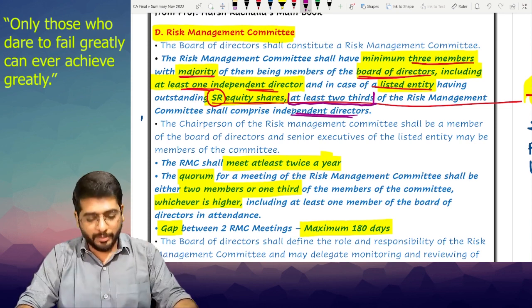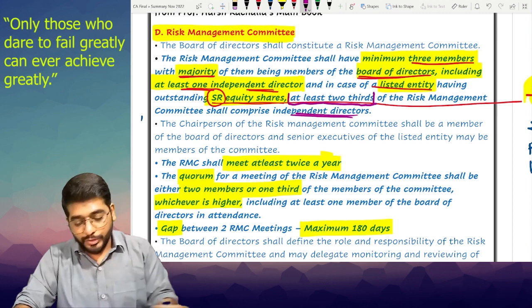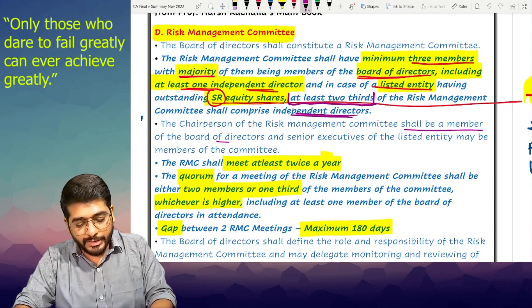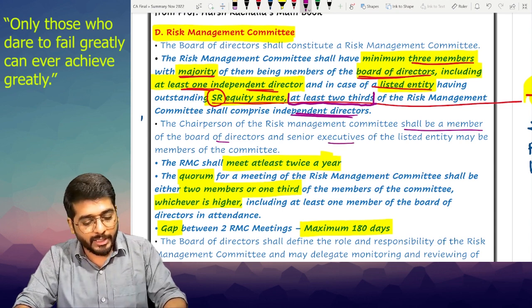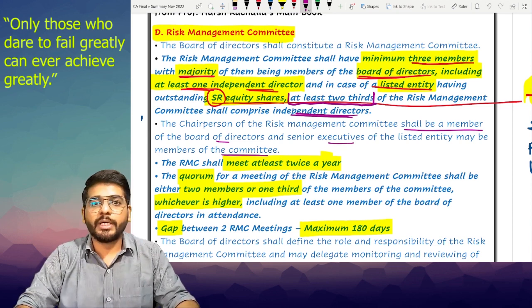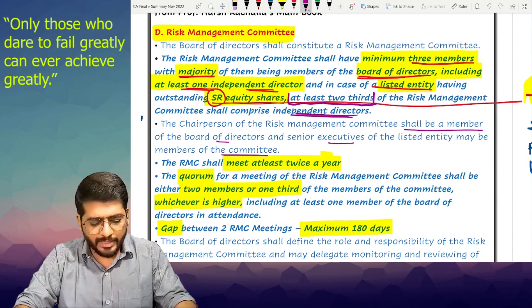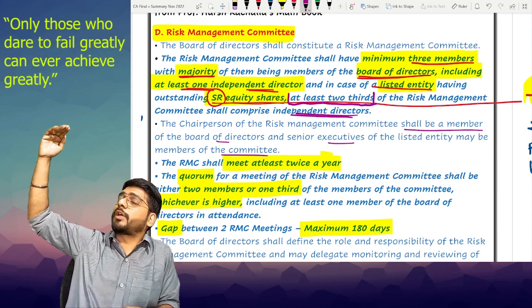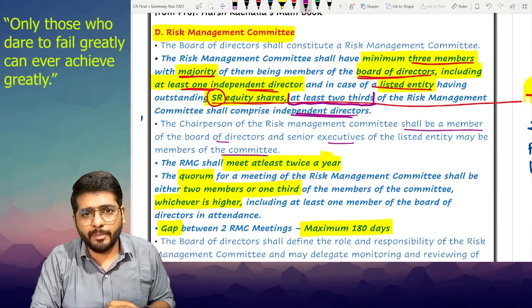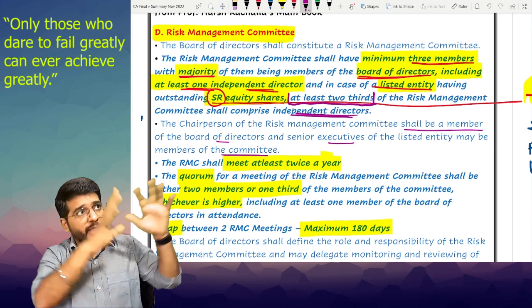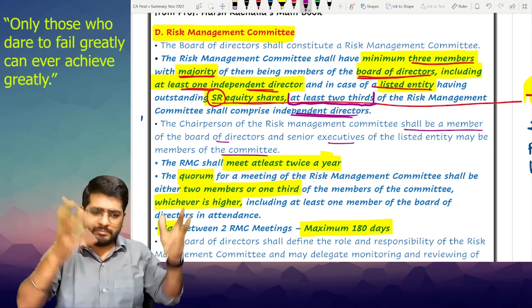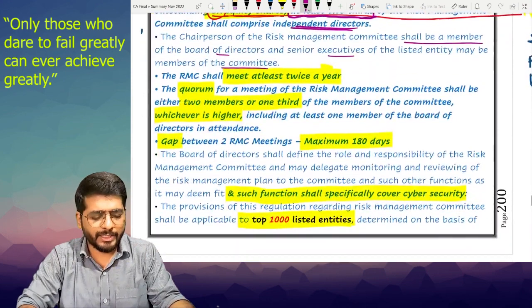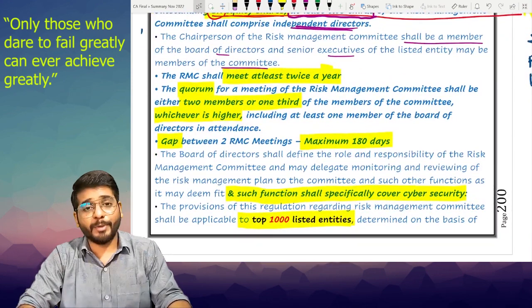Risk management committee, they are saying chairperson shall be a member of the board of directors, and senior executives of the risk management committee may also become the members of the committee. Okay, so there is not something new over here. They are saying chairperson of the company can become a member of the committee. There is no issue. And senior executives of the company can also become the members of the committee. There is no issue. Fine. Let's talk about the next part.